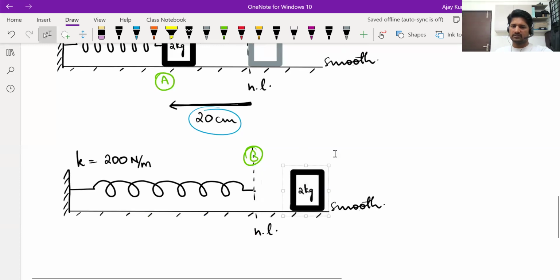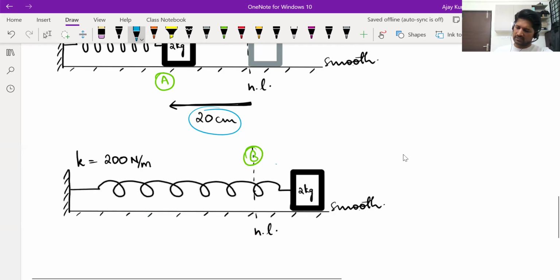Because once the block crosses that position, the spring is now stretched. The force will start acting in the backward direction. The block is moving forward, but force is acting backward, so its velocity will reduce. And it will reduce further and stop somewhere. And then it will come back. It will keep oscillating back and forth.